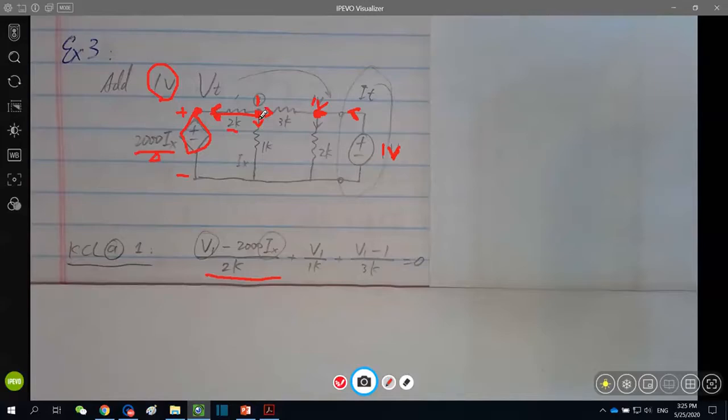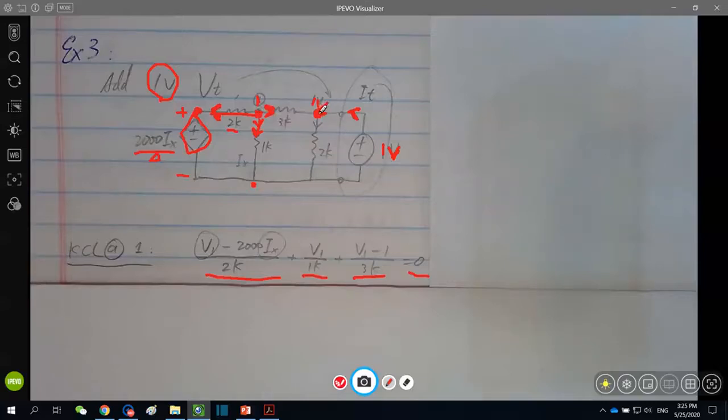Next, the downward current here, leaving the node as well. V1 minus 0 divided by 1k. Last current here towards right, leaving the node. So V1 minus 1 volt divided by 3 kilo. Sum them all up equals 0. So that is KCL at node 1.